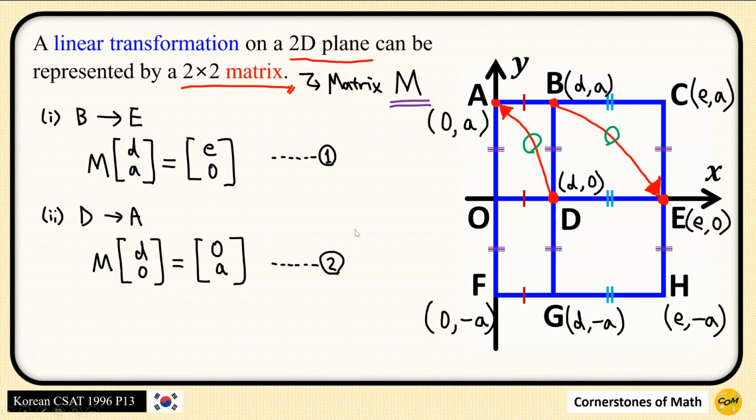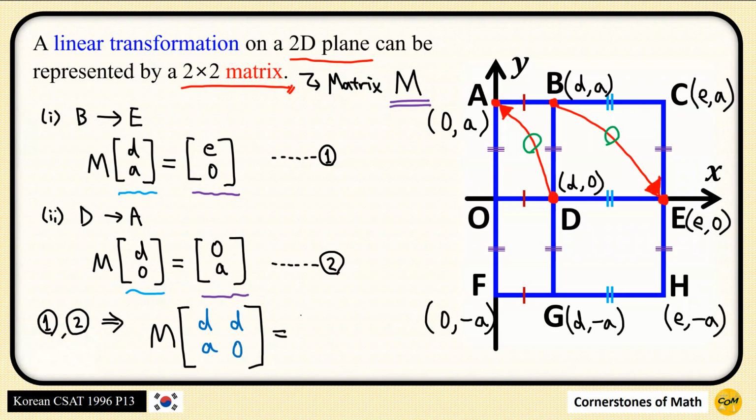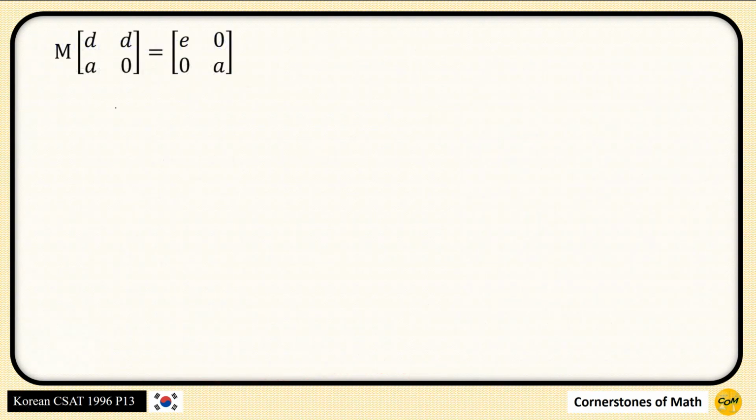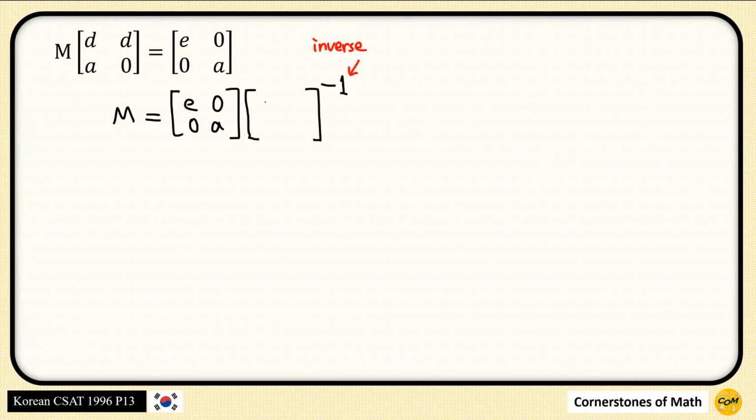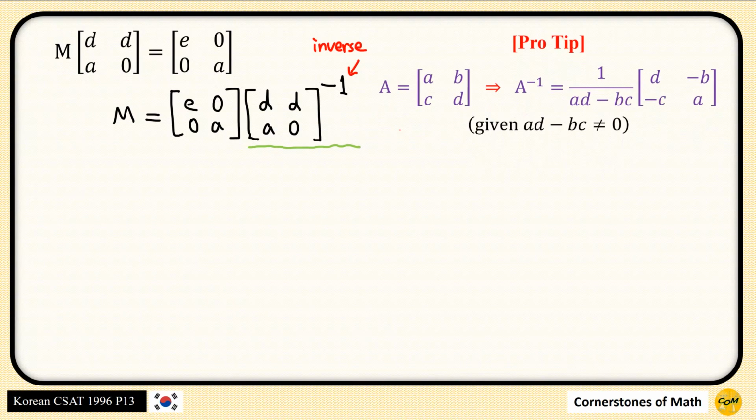So we have these two conditions. And the cool thing about matrices is, we can combine these column vectors and write M times the 2x2 matrix [d, d; a, 0] equals the 2x2 matrix [e, 0; 0, a]. So we have this equation. From here, matrix M can be obtained by [e, 0; 0, a] times the inverse of the matrix [d, d; a, 0]. So first we have to find this inverse matrix. And the inverse of a 2x2 matrix can be found quite easily by this simple formula.